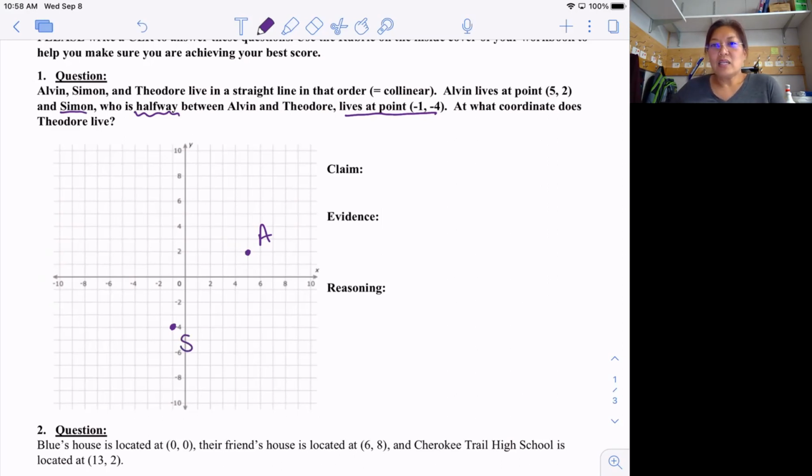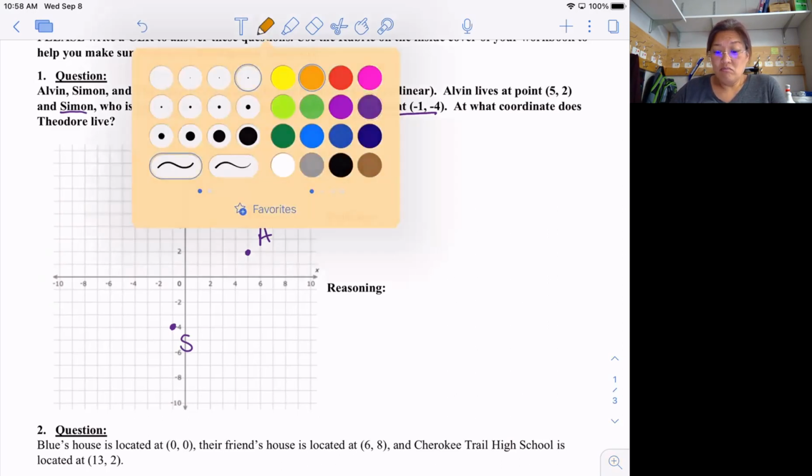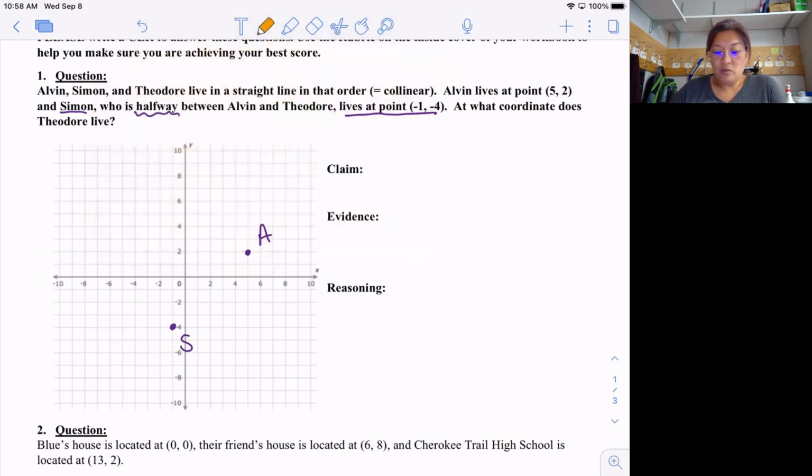So I asked the other classes I went through this with, how did you figure out where Simon lived? We know Alvin, we know Simon, and Theodore. So what do we know about Simon? Simon is halfway between. So that means Simon is a midpoint. Now we're starting to translate the real world "halfway between" into the mathematical terminology. So that means Alvin is an endpoint, and I need to find the second endpoint.